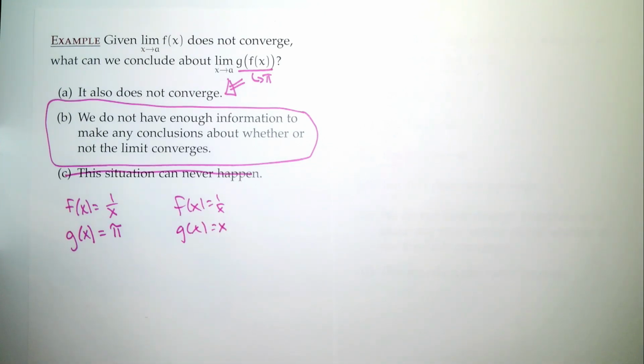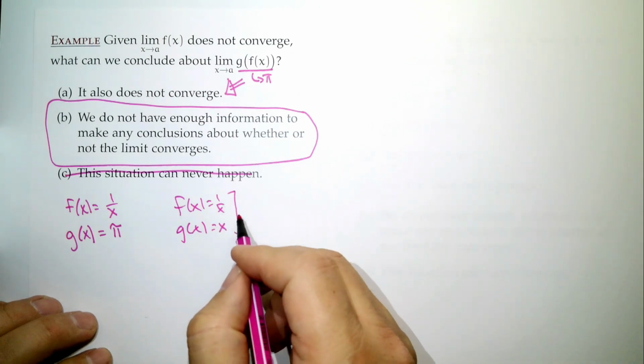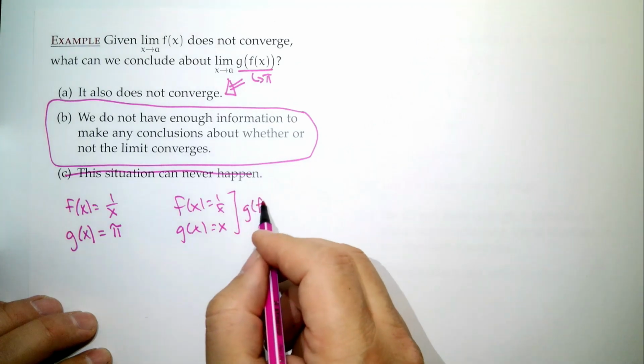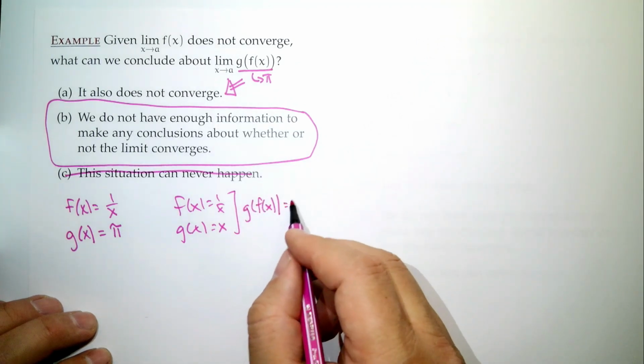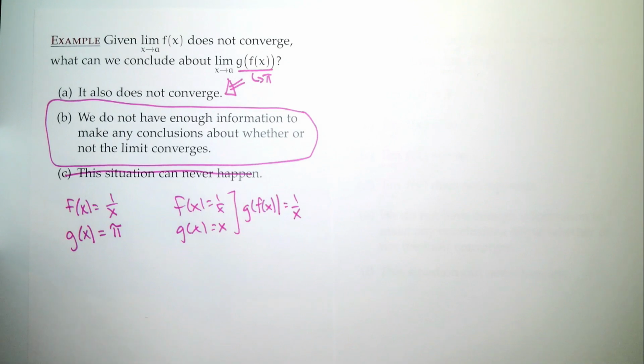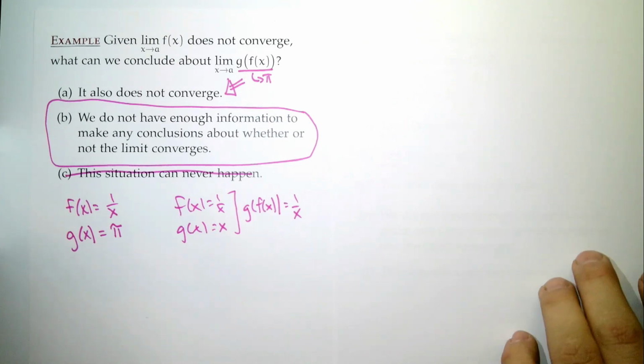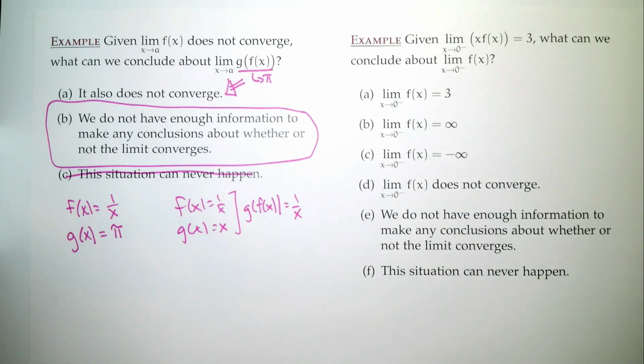Now g of x equals x is a very simple function. It says, whatever you give me, I'm going to give right back to you. So if you compose g of f of x, then this is simply just 1 over x still. So it still has the same problem. So in some cases it diverges, in some cases it converges, and therefore we don't have enough information. All right.